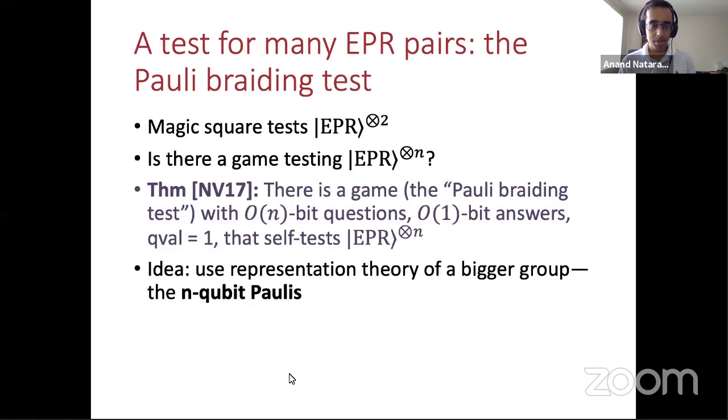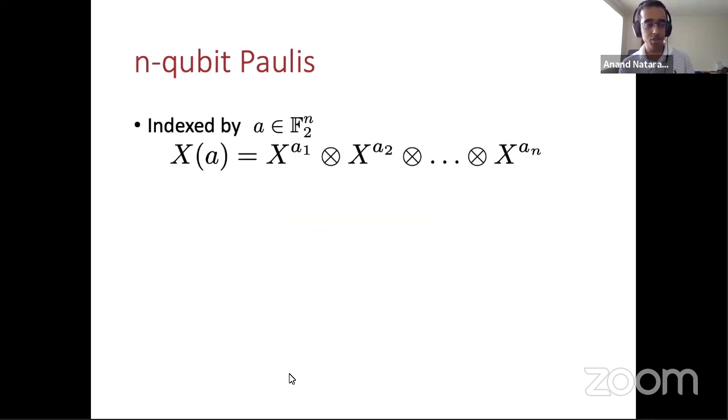Okay, so I was going to tell you about this n-qubit Pauli group. The n-qubit Pauli group is really the natural generalization of the 2-qubit Pauli group, or the 1-qubit Pauli group that we already saw. So it's essentially the group that you get out of tensor products of these Pauli matrices. And I'm going to use a nice notation to index these tensor products across n qubits.